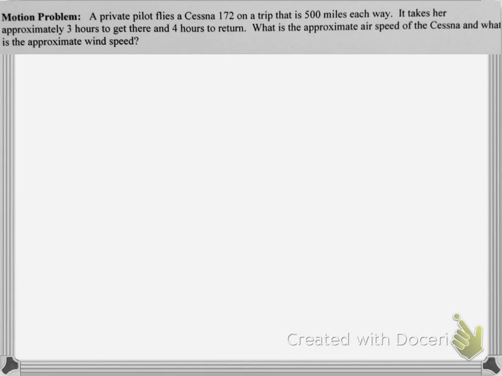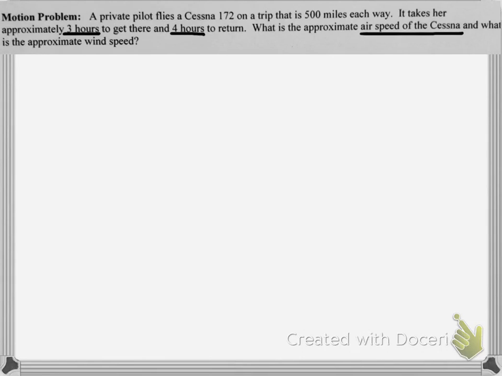So when we're talking about the airspeed of the Cessna, what we mean is the speed of the plane in still air. So if there was no wind, how fast would the plane be traveling? And you can see that it takes her less time to get there and more time on the way back. And that's a result of having a tailwind, a wind coming behind you that's pushing you faster, and also then turning around and having a headwind, wind where you're flying into the wind, so it's slowing you down.